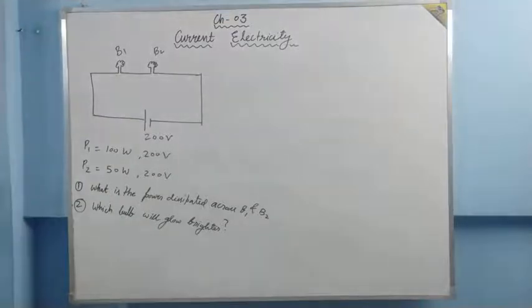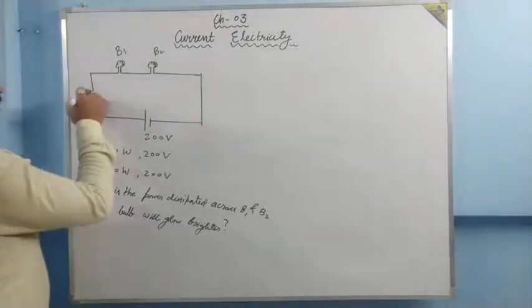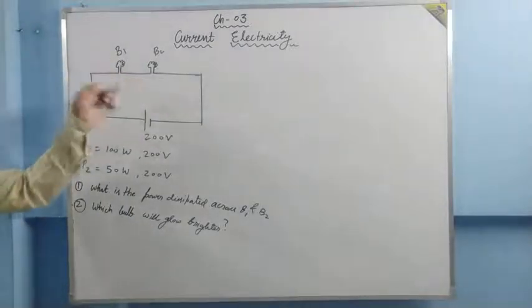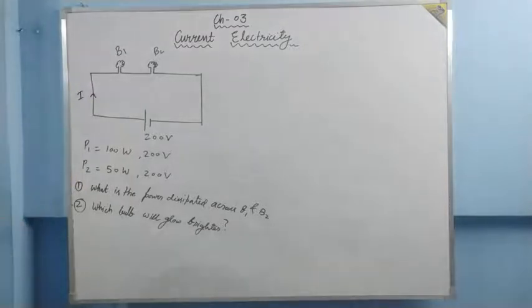So for the power, what we need to calculate? We need to calculate the current going through this. If we know the current, then from current and the resistance of the bulb we can calculate the power. Now let us solve this question.